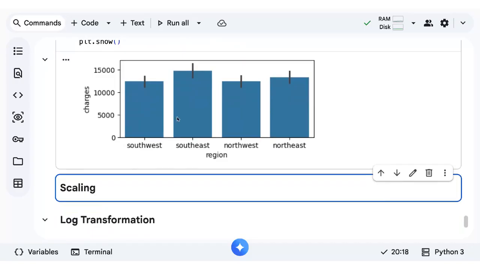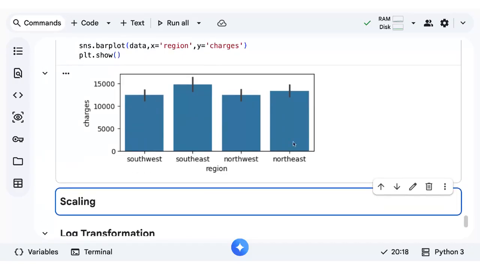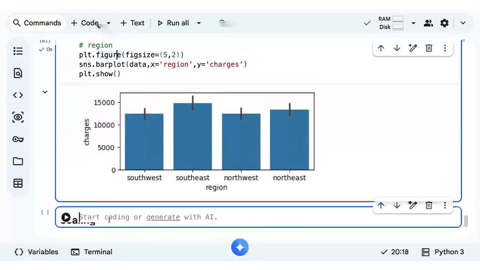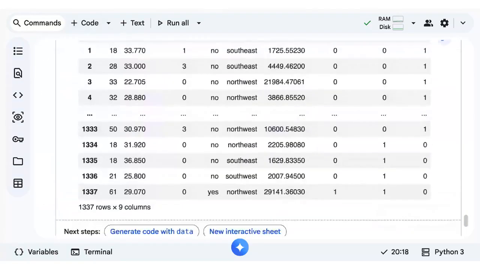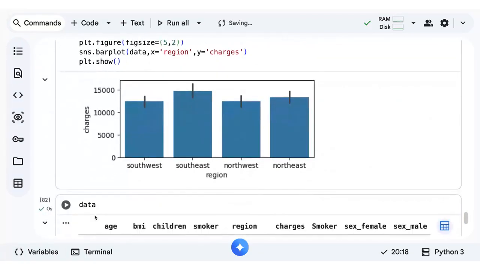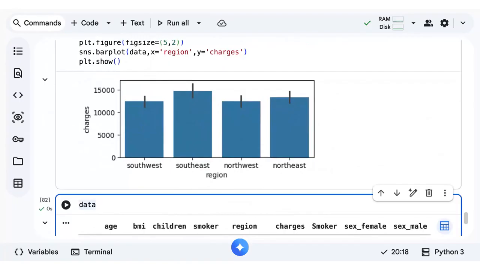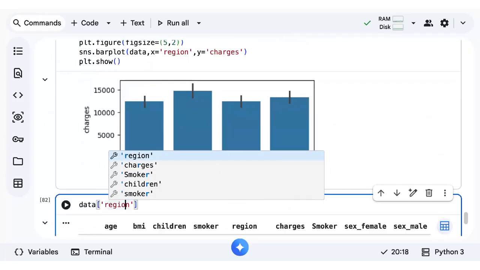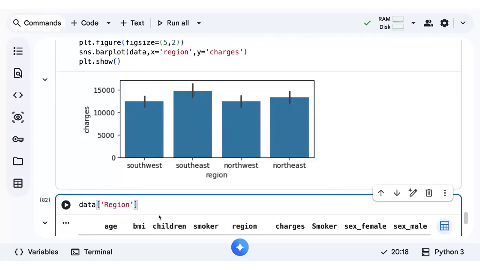So it's southeast, no? First importance, then northeast, and then southwest. Sorry, northwest, and then southwest. Yeah, but again, the difference is very small. So based on its importance, I'm creating a new column with capital R Region, which is equal to calling the region column data of region dot map, and I'll do the mapping now.